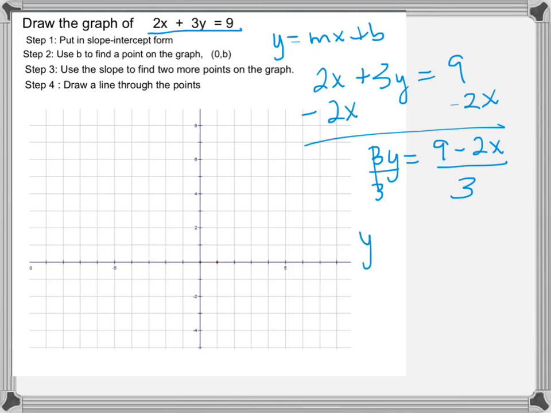So I have y is equal to, now remember this is a binomial divided by a monomial, so I have to do this. And I'm going to write that 2 divided by 3 as a coefficient to the x. Okay, so y is equal to 3 minus 2/3 x. Now, in order to get it in slope-intercept form, we need the x term to be first and the constant to be second.